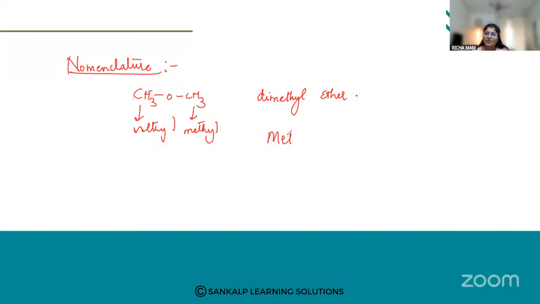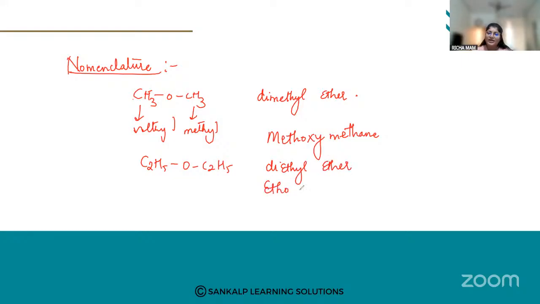So this is methoxy, and the larger R group is taken as the parent hydrocarbon. So this is methoxymethane. Suppose it is C2H5, O, C2H5. How are you going to name it? It is diethyl ether. And the IUPAC name is ethoxyethane. Like this, you are going to name the compound.